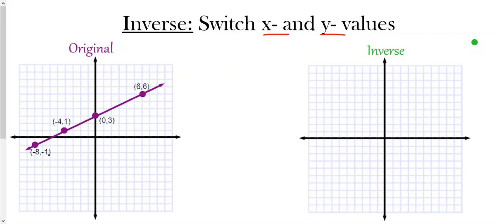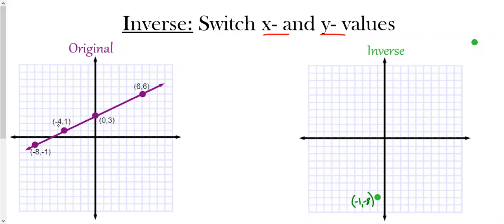So if I was to switch that, it would become -1, -8. Sorry, let me get my pointer. So I'm going to take a point. I'm going to go -1, -8. And I'm just going to label that. So my new point is -1, -8. And that's all we're going to do through all of these.